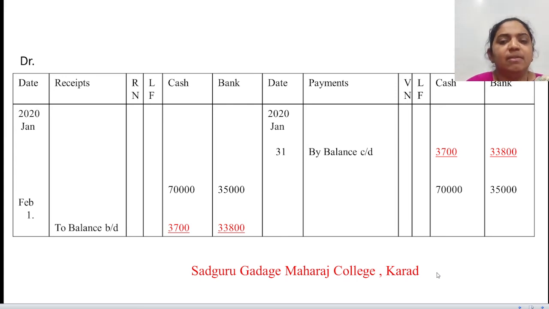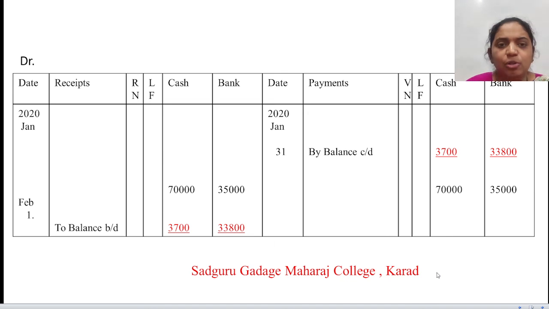Then what to do? Then on the credit side of cash, 6 amounts are given. We have to add all 6 amounts: 25,000, 6,000, 22,000, 10,000, 3,000, 300. Add all the amounts. Okay, that amount we have to subtract from 70,000. So your answer will come. We have to write at the end, that is 31st, because this is January. So on the 31st you will write by balance carried down. For cash, how much is the balance? 3,700.